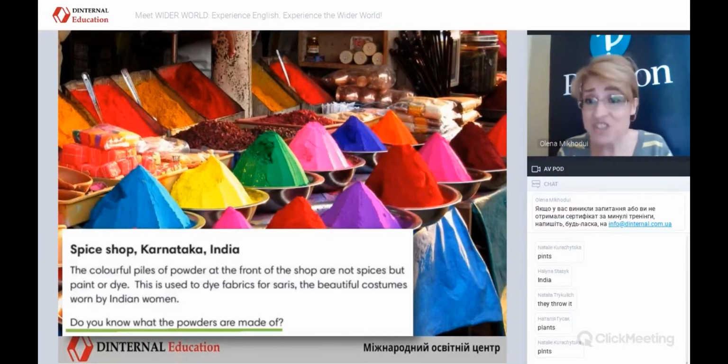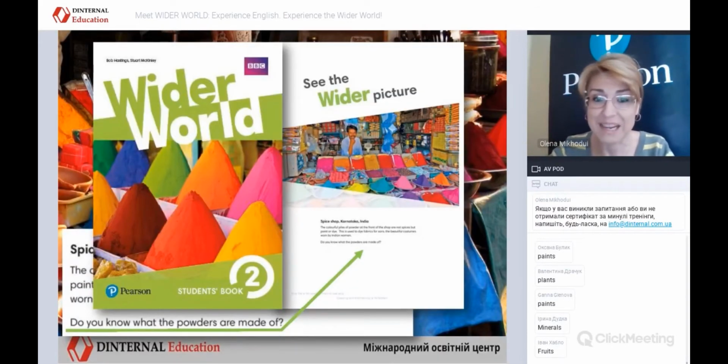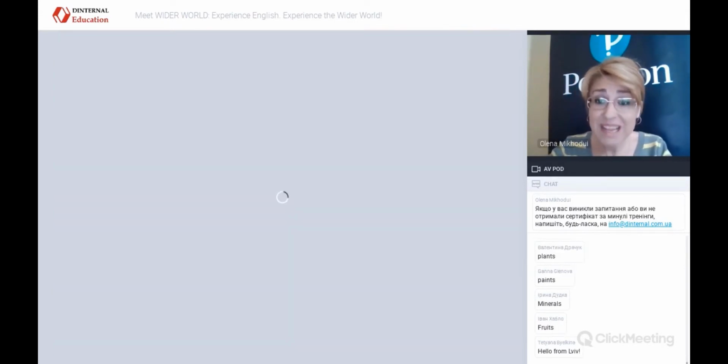So I checked that because I didn't know that myself. And it appears they are made from natural things, natural extracts like plants, berries, even crushed stones, some tree bark, and I can't imagine how they make that. So smart people live in India. And that's actually the cover of Wider World too.